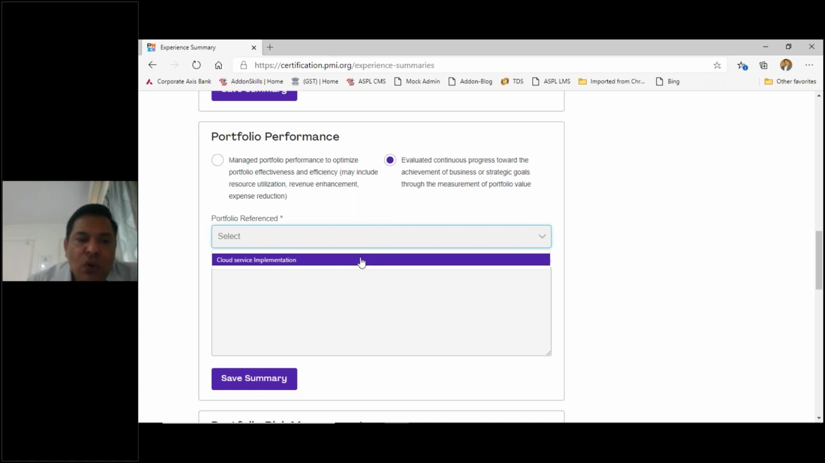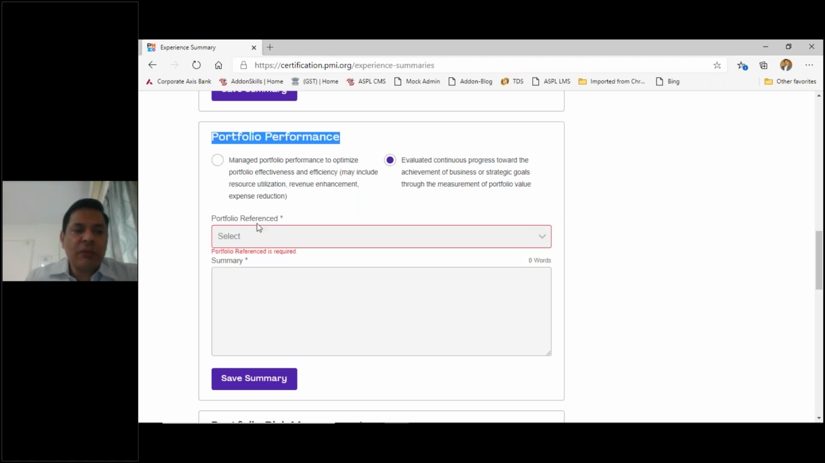What I'm trying to tell you is, suppose you have 3 portfolios which you have mentioned, because you do not have continuous 4 years of portfolio experience in any one organization, and just to meet that 4-year, 48-month portfolio background, you have demonstrated 3 portfolios from your 3 organizations. Even in that case, each of the 5 experience summaries can be aligned to one single portfolio, or to any of the portfolios which you have mentioned. Now, portfolio performance management. This is the experience summary.